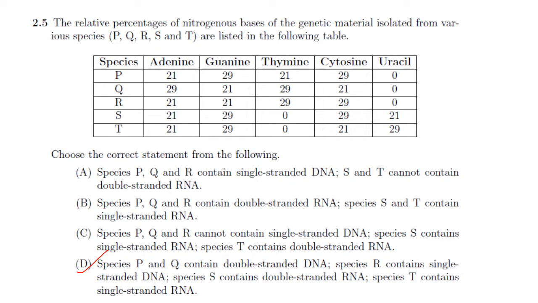You will see for species S. Species S, the adenine is equal to uracil, guanine equal to cytosine, and there is no thymine, so it is an RNA and it is double stranded. And T will be adenine not equal to uracil, similarly guanine not equal to cytosine, so it will be single stranded RNA. So option D is correct.